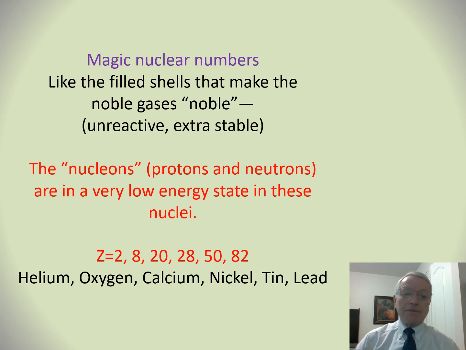And those magic numbers are 2, which is helium. So helium is doubly noble. Its nucleus is noble, and its electron configuration is noble. And then you have kind of funny looking numbers, 8 and 20 and 28 and 50 and 82, which makes oxygen, calcium, nickel, tin, and lead be noble nuclei because they have filled shells.